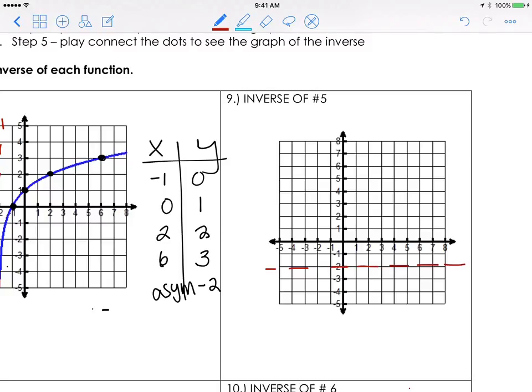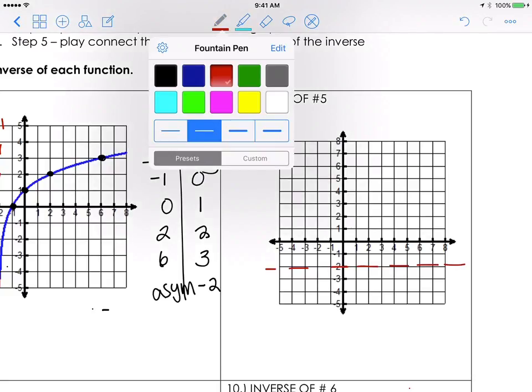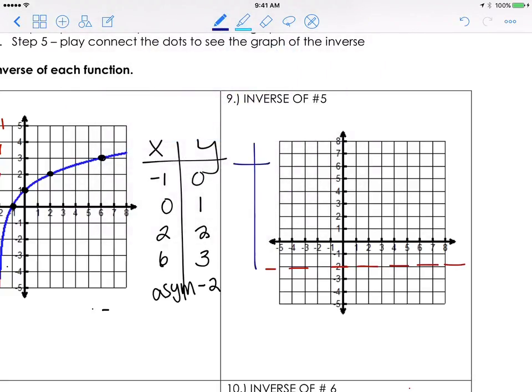So now we're going to take our graph and switch our x's and y's. So we have (0, -1), which is right about there. (1, 0), (2, 2), and (3, 6). So now you can see as it goes towards your asymptote and then it goes up. So there you have it for graphing.